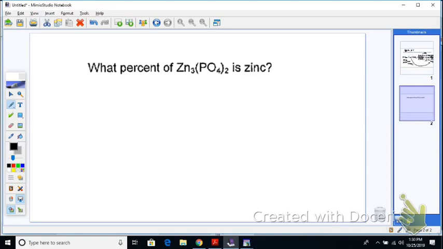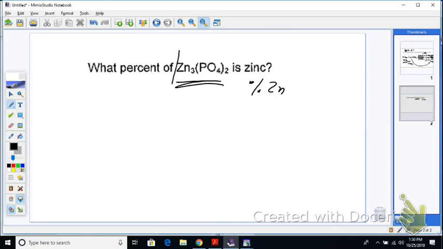This should take less than 5 minutes to do. I want you to find the percent zinc in that compound. And then I'll show you how that translates to your slides. You can have your phone out for a calculator if you want to. I don't want you working on the Chromebooks yet. You will have plenty of time to do that.